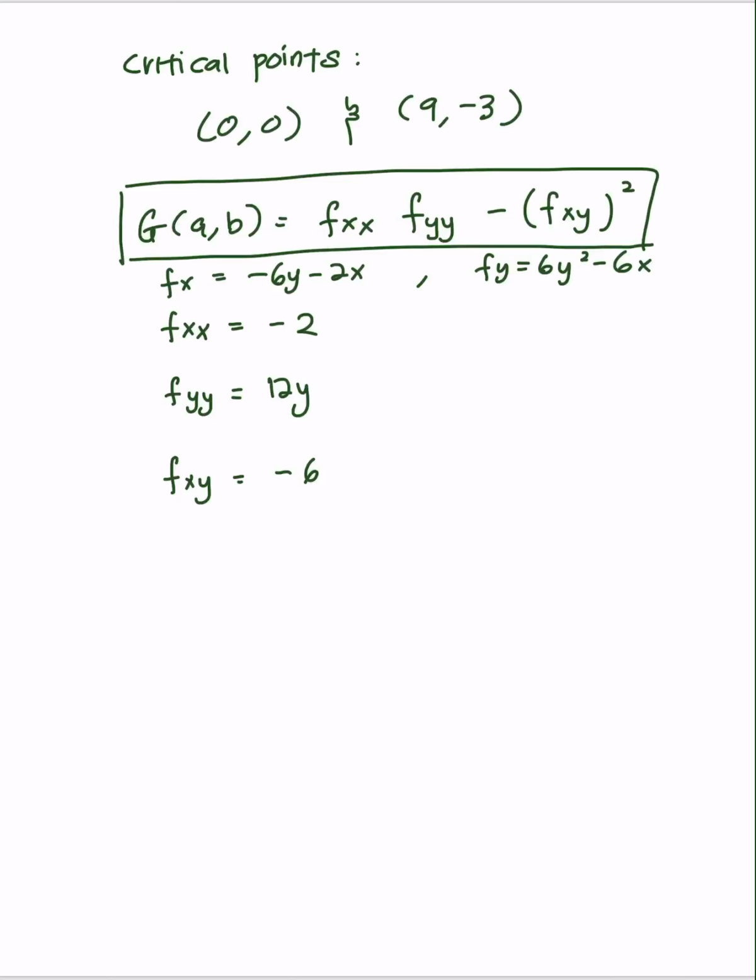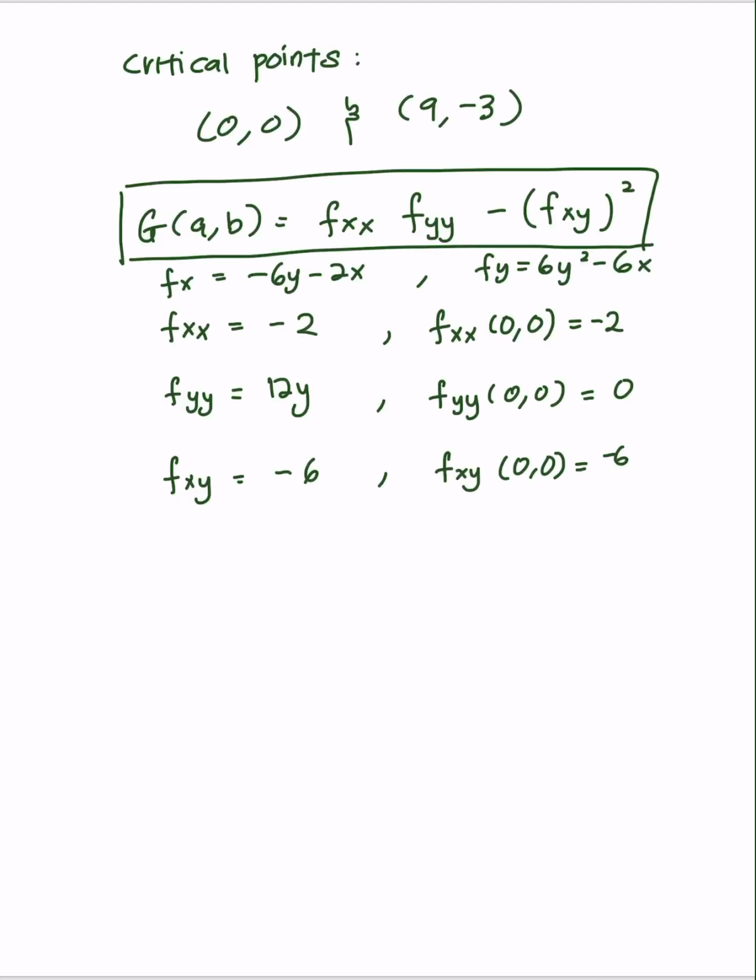Okay, so if we substitute (0, 0) into fxx, we obtain still minus 2. If we obtain fyy at (0, 0), we will have 0, and if fxy at (0, 0), we will obtain still minus 6.